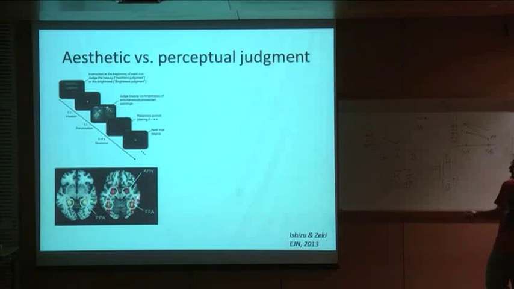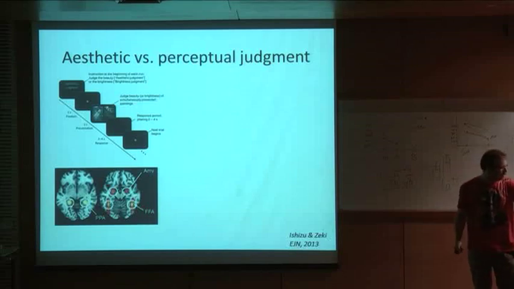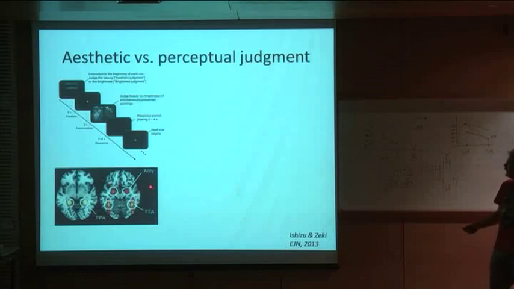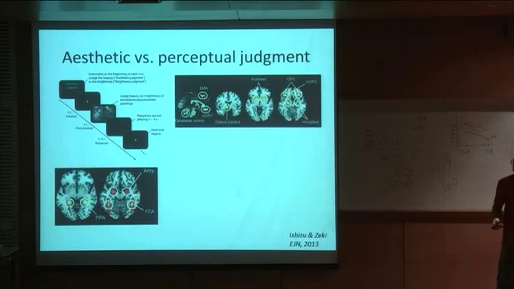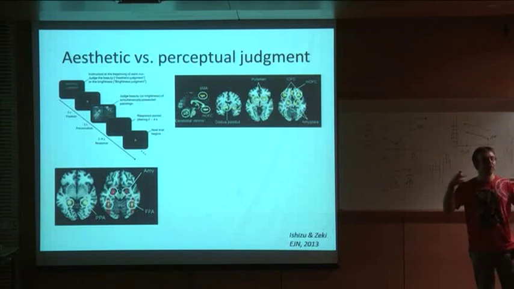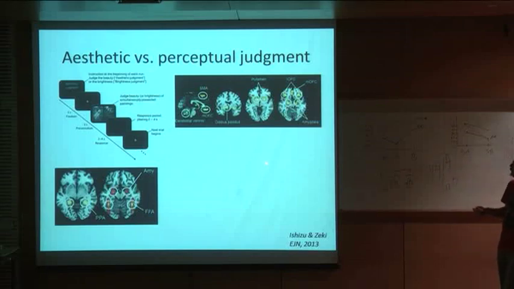And the faces elicited activation in the face areas, in the fusiform gyri that Alon was mentioning, and in the amygdala. So what about the aesthetical versus perceptual judgment? These are the regions that showed increased activation for aesthetical versus perceptual judgment, and one of them is the orbitofrontal cortex, this putative beauty region of the brain.